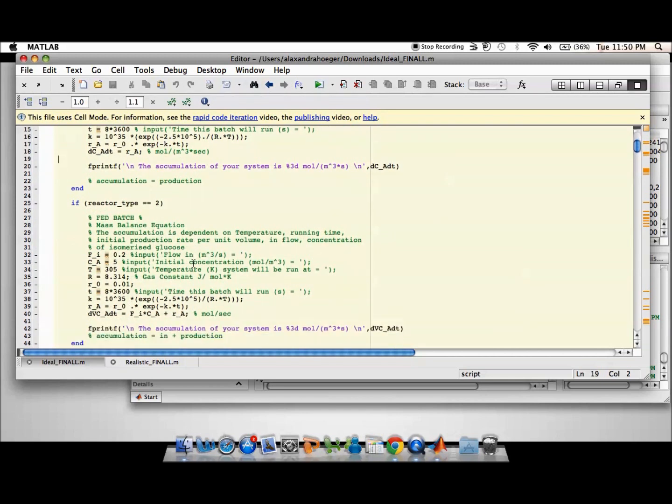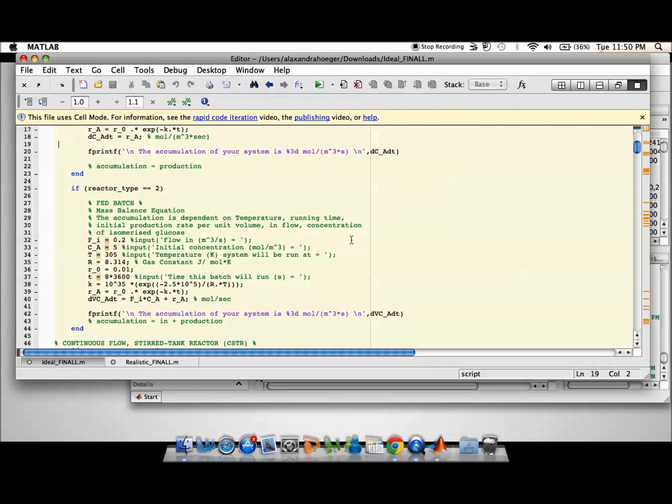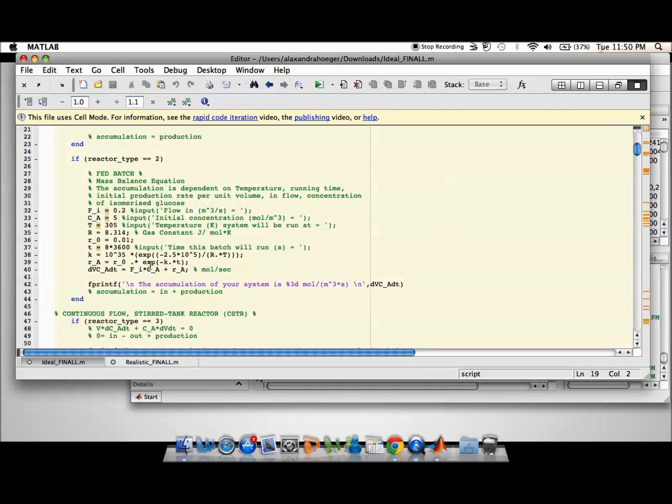And then for if it was a fed batch, again, you have all the same variables from before, but we have two new variables that are going to affect the accumulation: the inlet flow and the concentration of the media coming in. And again, here is the output.